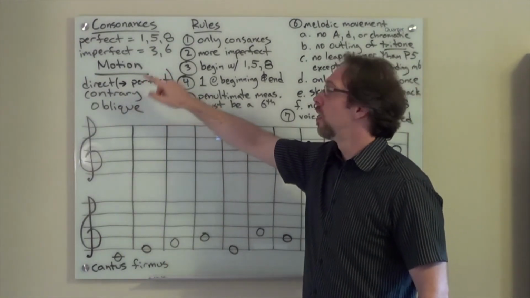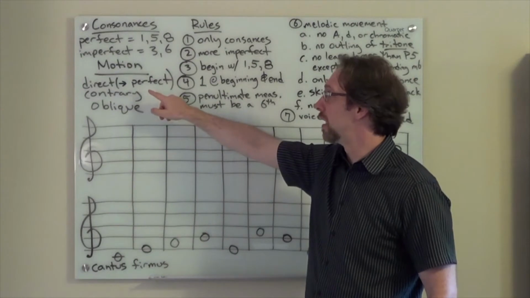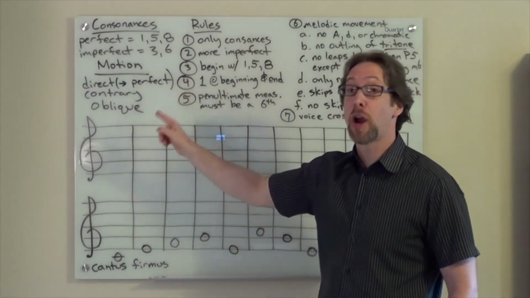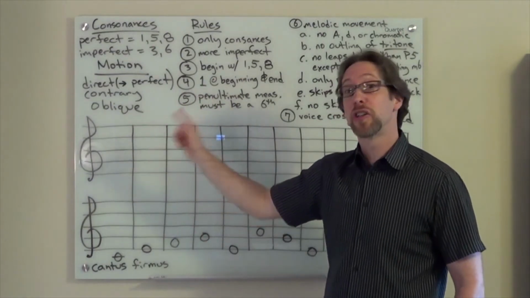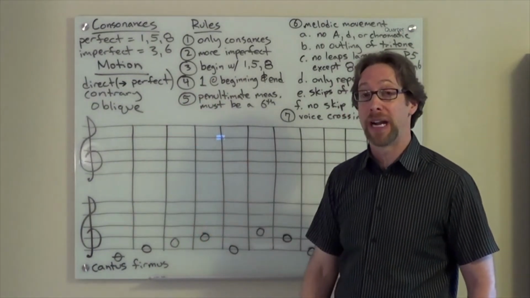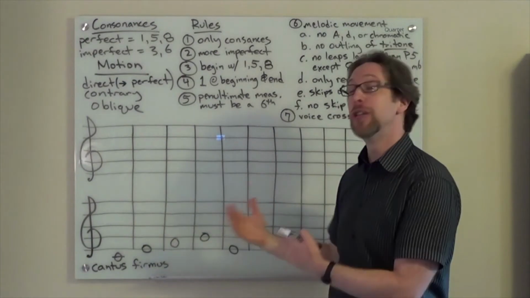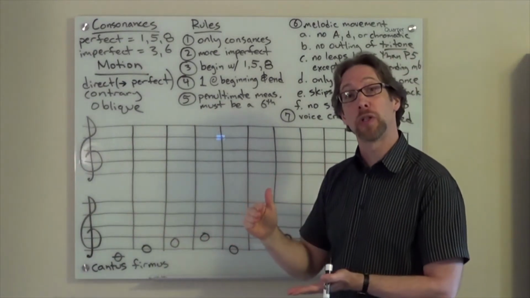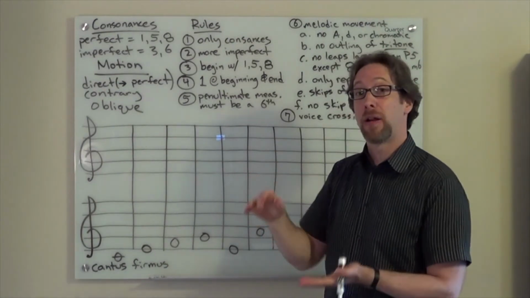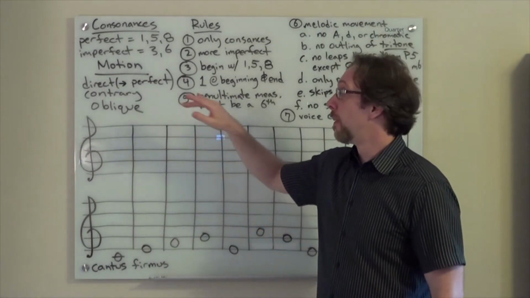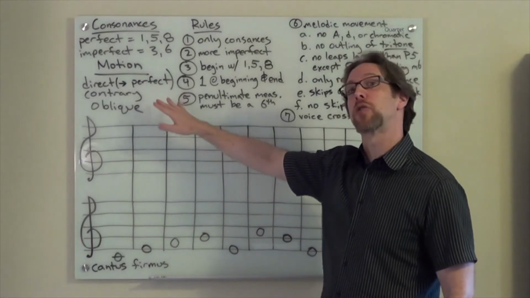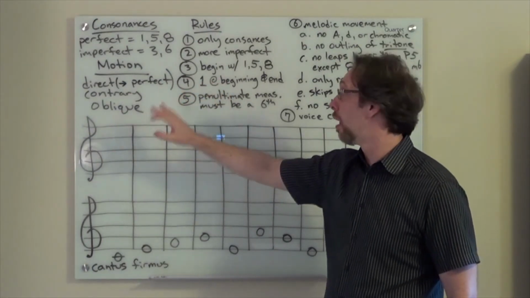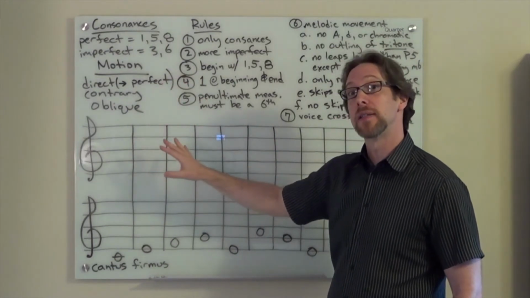And the rule is you can't have direct motion into a perfect consonance. Now this is tricky. This is hard because you can, under certain circumstances in four-part writing, have similar motion into a perfect consonance. You'll remember that you can't have parallel fifths or parallel octaves, but here it's even more restrictive. You cannot have direct motion, which would be similar and parallel, into a perfect consonance.